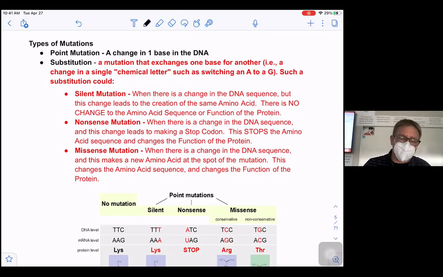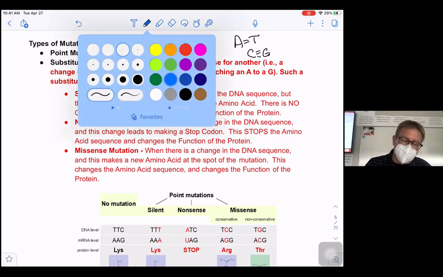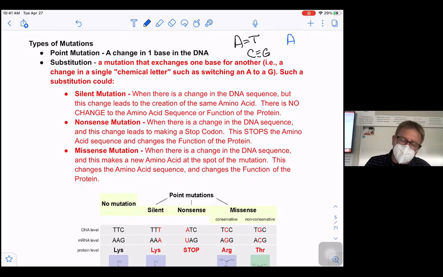So in this type of point mutation, instead of adenine pairing with thymine and cytosine pairing with guanine, and I'll even put the bonds there so we can see those correctly, you might get adenine pairing with cytosine or thymine pairing with guanine. Again, this is a point mutation where we're changing one letter in the sequence of the DNA.